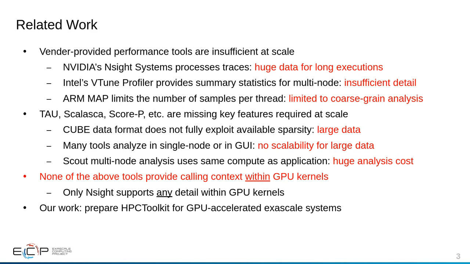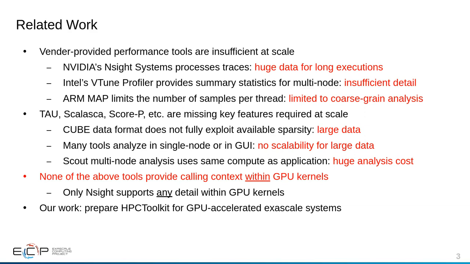TAU, Scalasca, and other tools based on the Score-P measurement framework are missing key features required at scale. First, the CUBE data format used by Score-P does not exploit all of the available sparsity in these performance data. This will inevitably result in obstructively large data at scale.